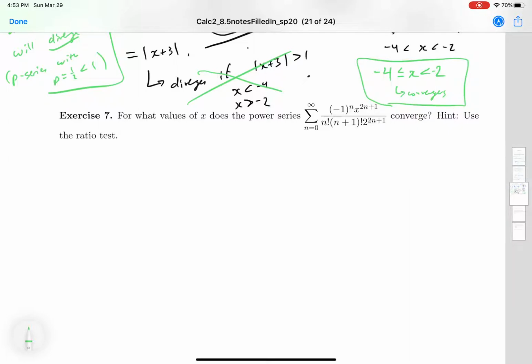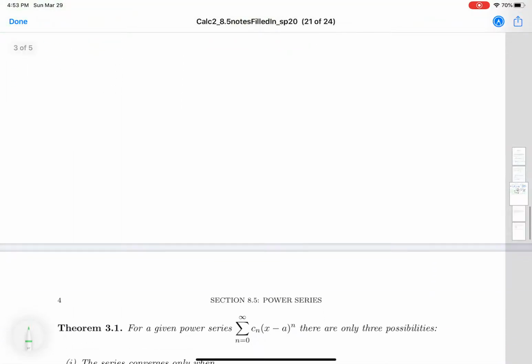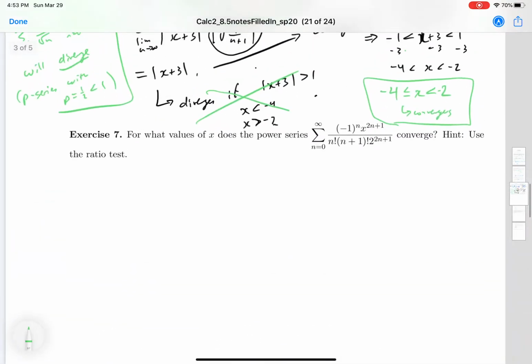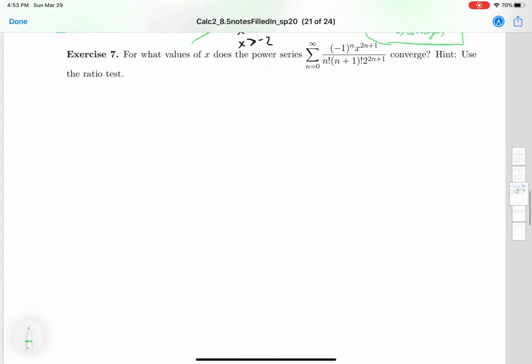Okay, so exercise 7 looks pretty dang nasty. But we can do it. I believe in us. And really, if you're doing the ratio test, a lot of these things are just going to end up not really mattering much. So let's go ahead and do the ratio test.